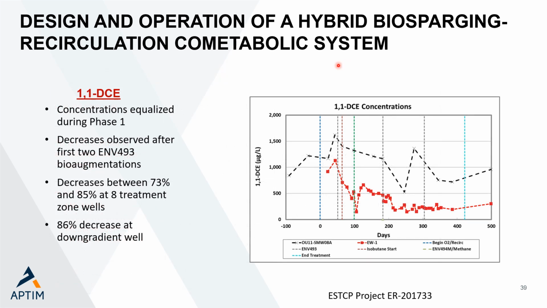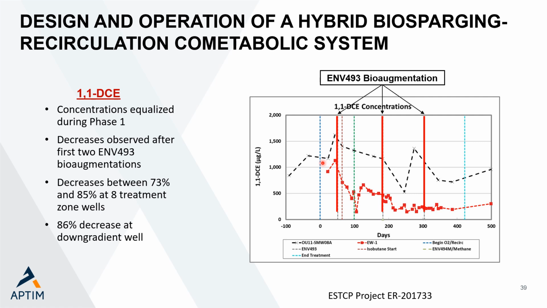Okay, so I'm just going to show you a little bit of data, and basically I'm going to show you the upgradient well, which is the black line, and then just the extraction well, which is kind of a mirror of what was going on throughout the treatment plot. Obviously, there's a lot more data than what I'm presenting here. However, if we look at these operational phases, again, we did baseline sampling, and then at day 0, we started our recirculation with just oxygen addition. And then basically we did our bioaugmentation with 493 on 3 separate occasions, as you see here in red.